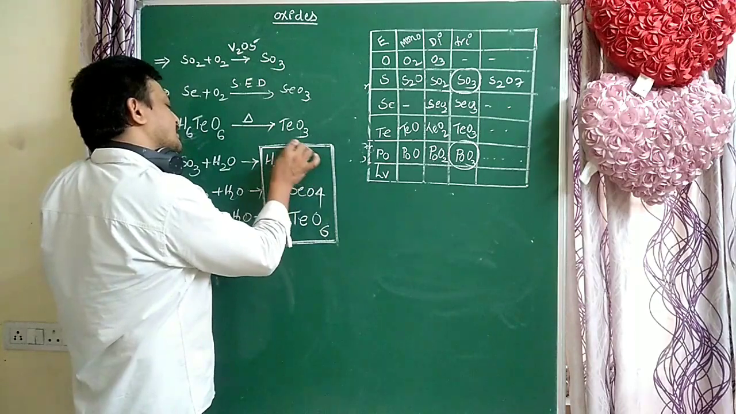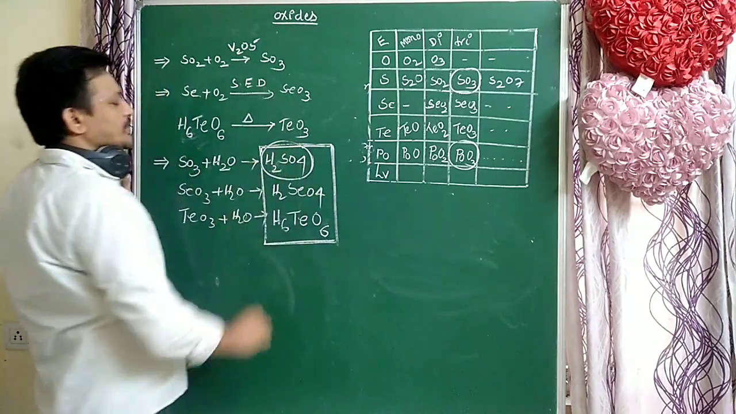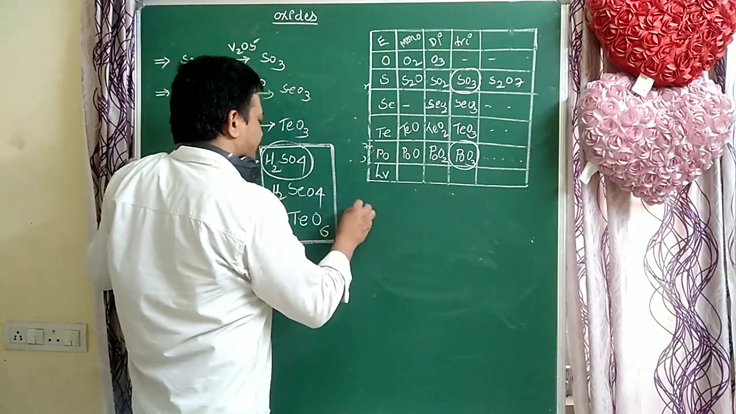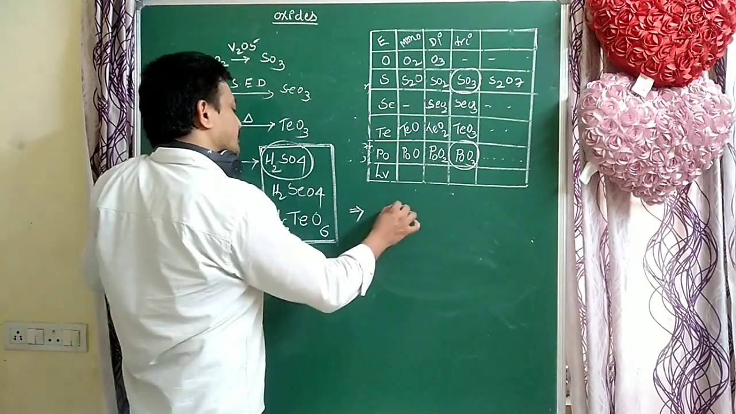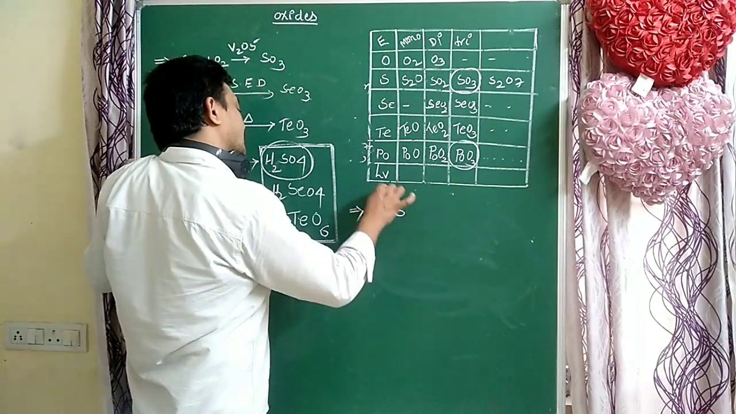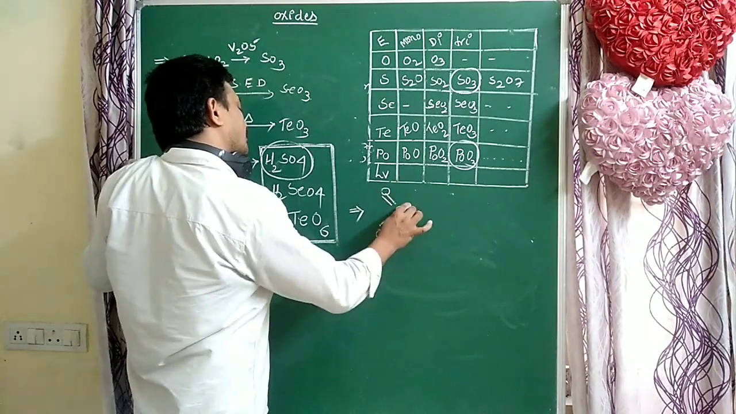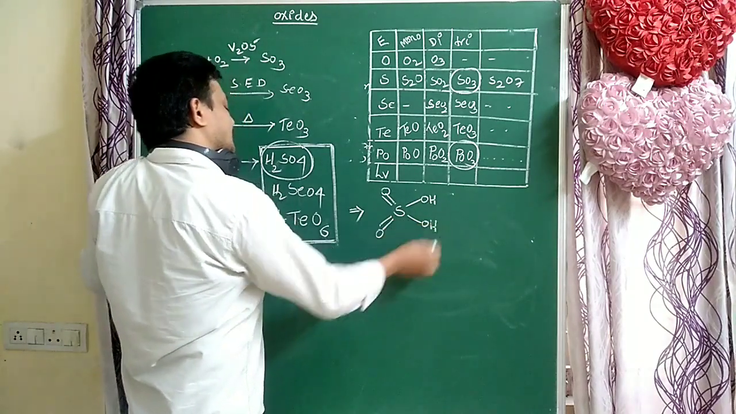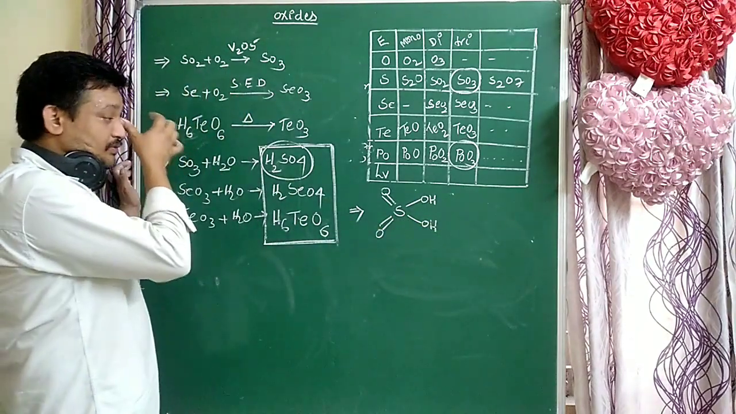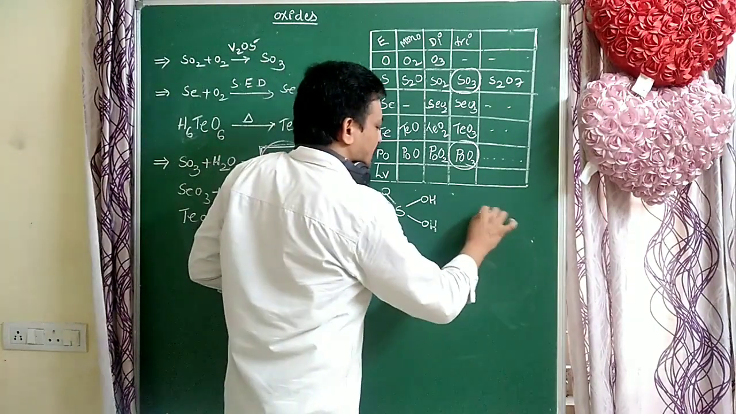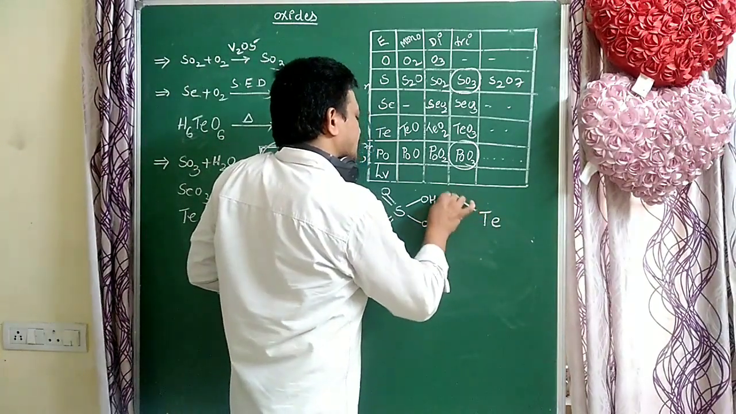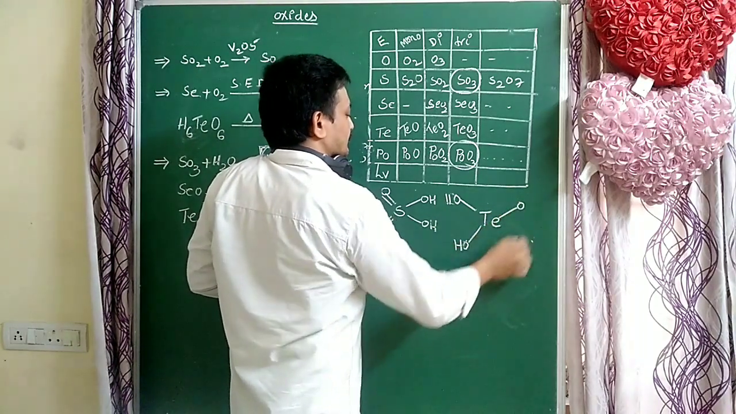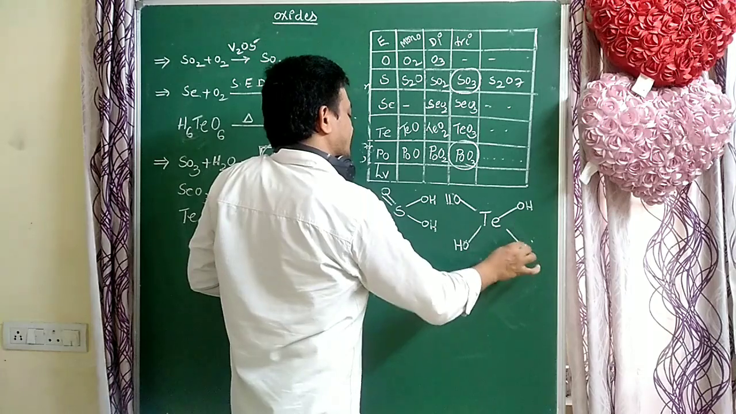Which is more acidic, students? H2SO4 is more acidic. Here is a very important factor. In H2SO4, S double bond O, OH, there are less protonated oxygens. Only 2 are protonated oxygens. In tellurium, 6 protonated oxygens are there.